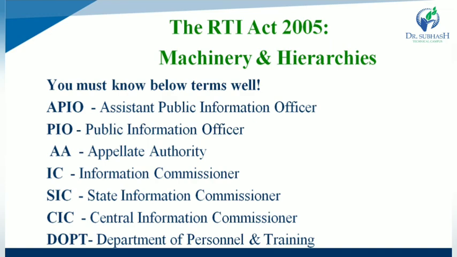So what is machinery and hierarchy? APIO is the Assistant Public Information Officer, PIO is the Public Information Officer, AA is the Appellate Authority, IC is the Information Commissioner, SIC is the State Information Commissioner, CIC is the Central Information Commissioner, and DOPT is the Department of Personnel and Training.